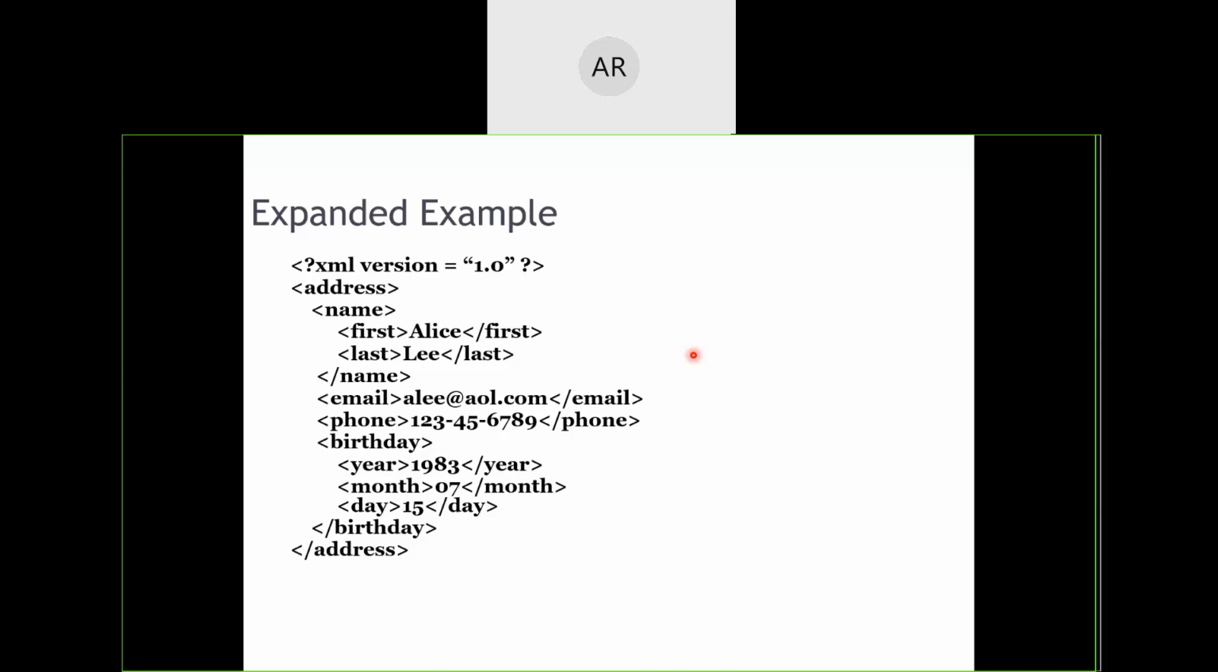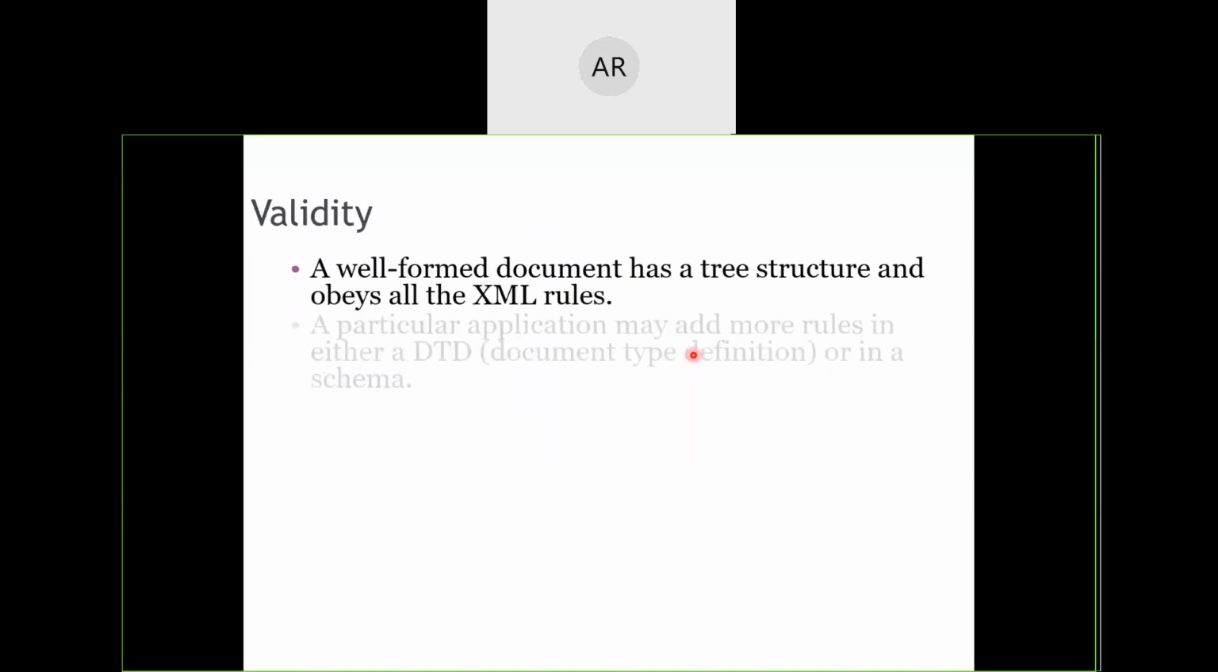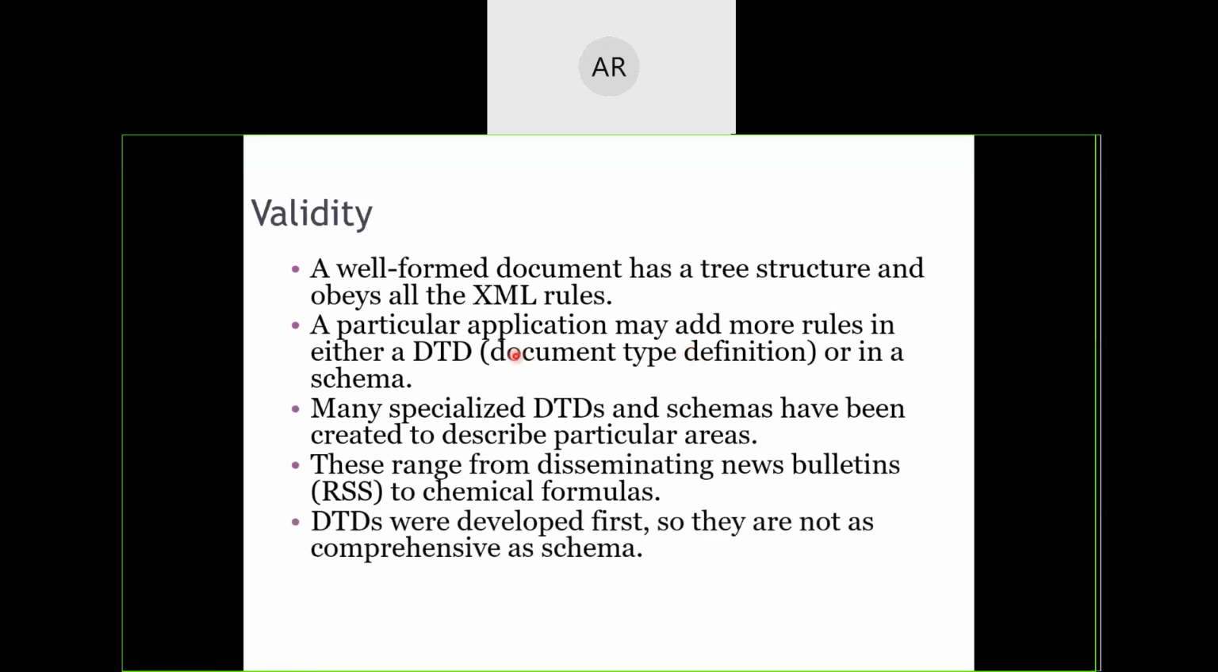Actually, if I want to say that this document is correct, this document is valid, this is not valid, I have to tell that particular activity to the computer through certain files. That particular activity is called document type definition, DTD. That validity is called document type.